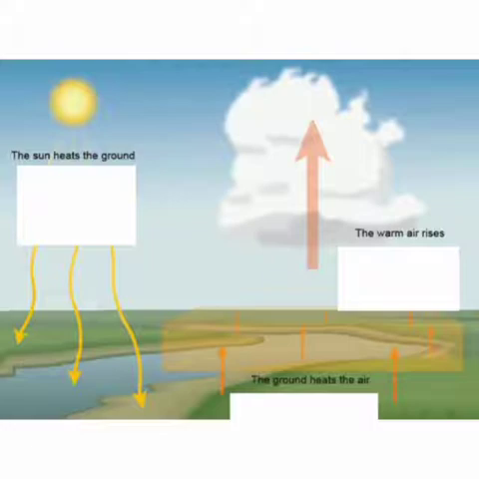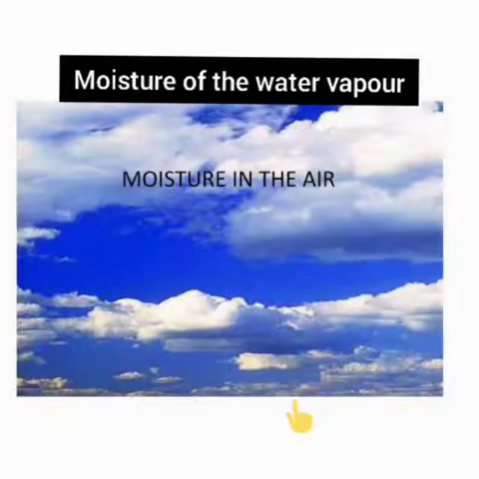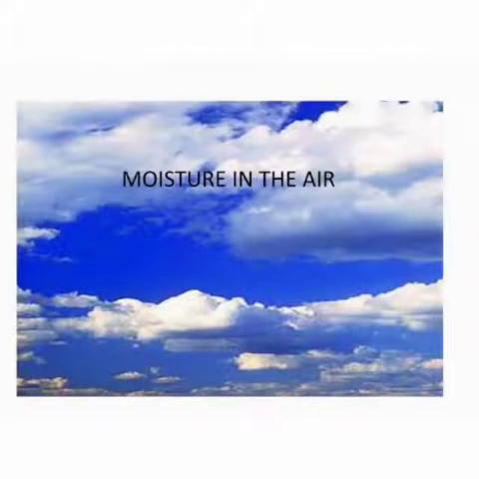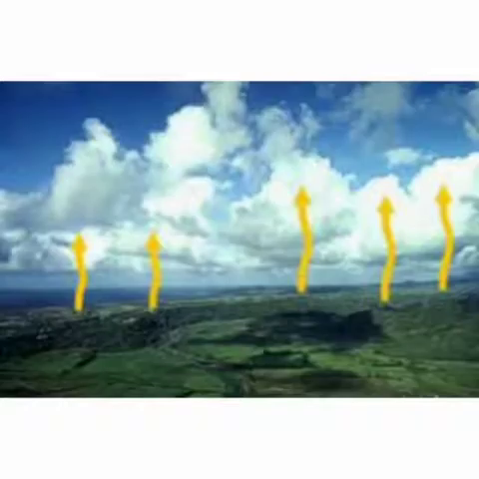So next we will learn about the moisture of the water vapor. So what is the moisture in the air? Moisture of the water vapor is always present in the air. The amount of moisture in the air rises when the sun's heat converts water from the oceans, seas, rivers and the lakes into water vapor. So this is the reason why coastal areas get more rainfall than places away from the coast.